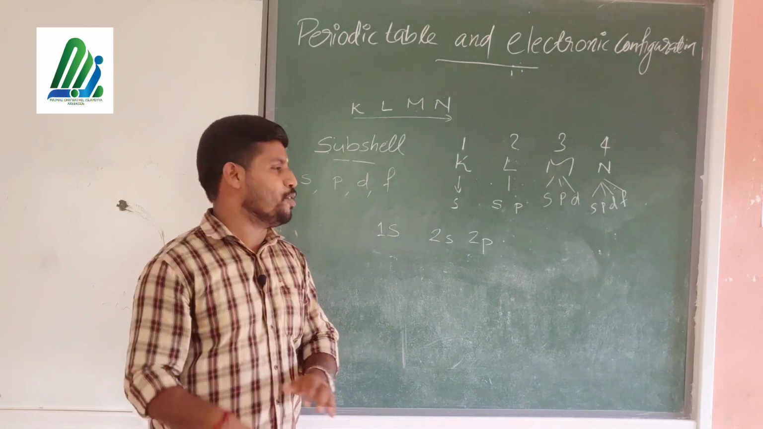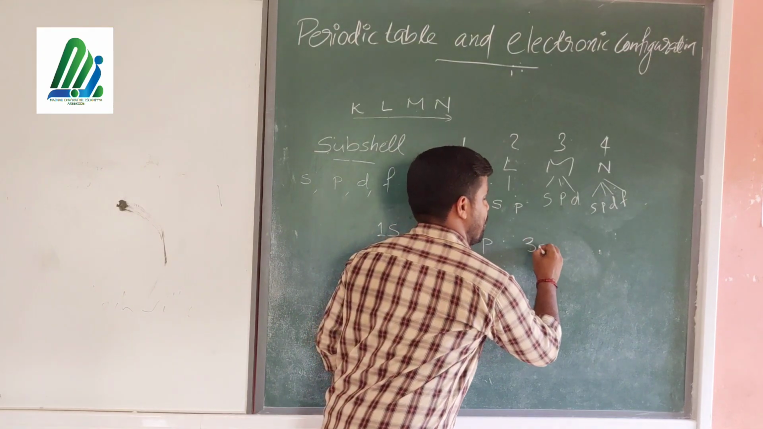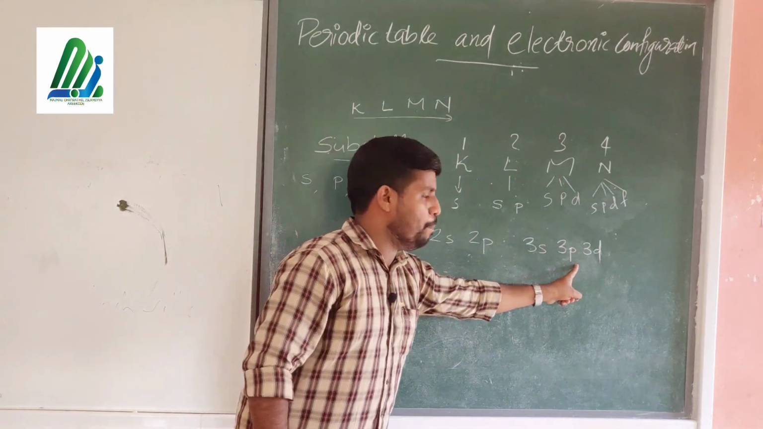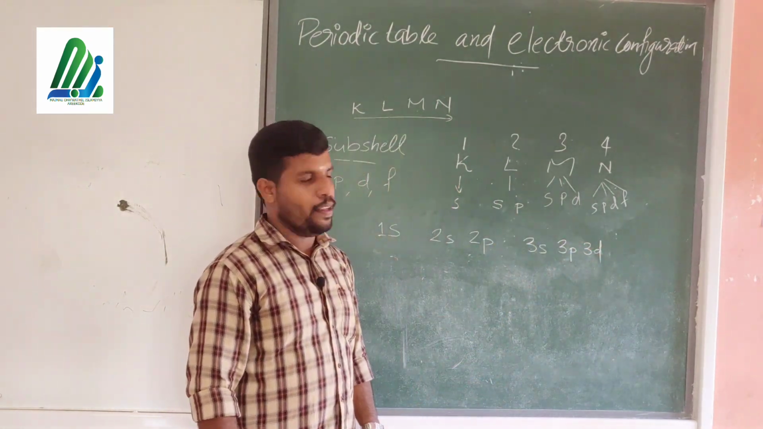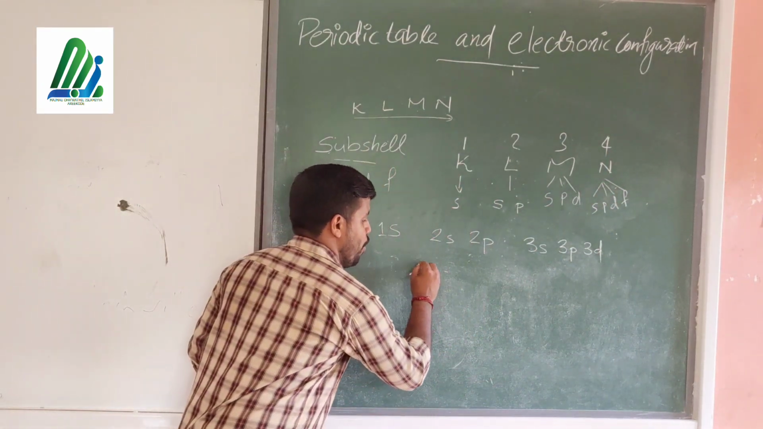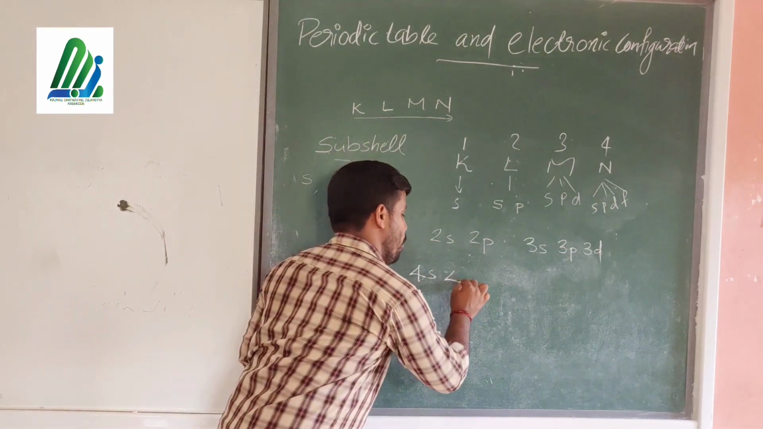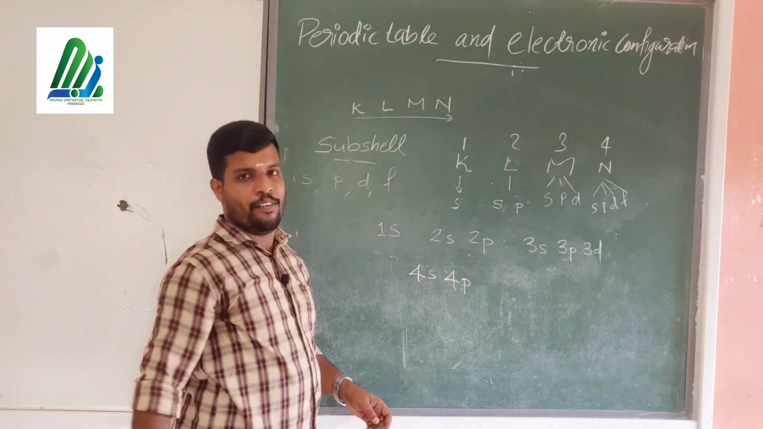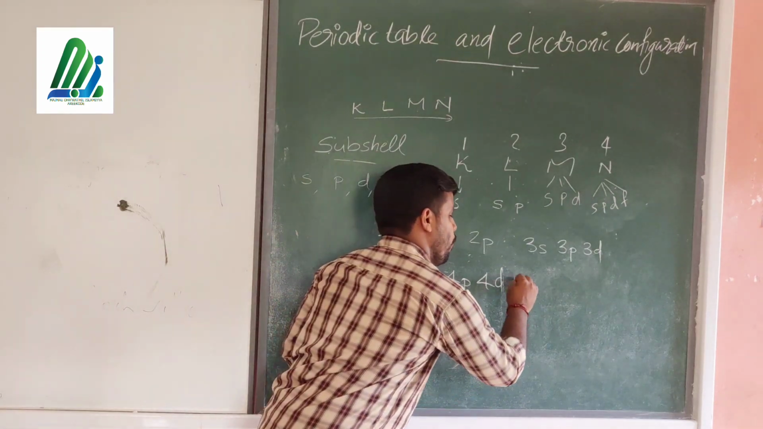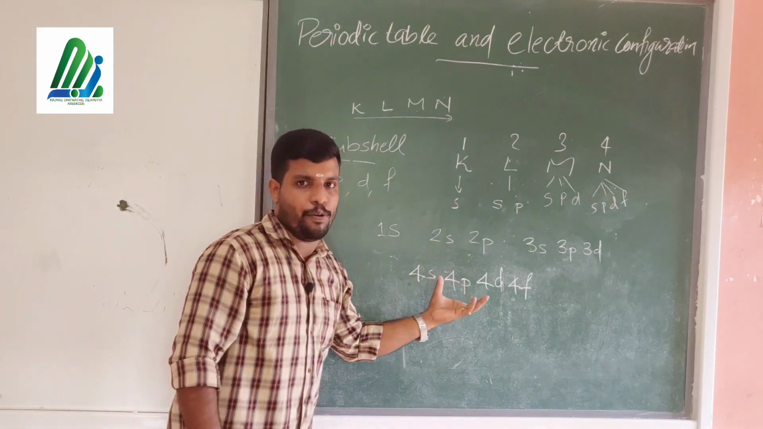Then the third shell, that is M shell. M shell contains 3 subshells S, P and D. So we can represent that as 3S, 3P and 3D. Then the fourth shell, that is N shell, contains 4 subshells. How can you write it? 4S. S subshell in the fourth shell. Then what is 4P? P subshell in the fourth shell. 4D. D subshell in the fourth shell. Then 4F. F subshell in the fourth shell.